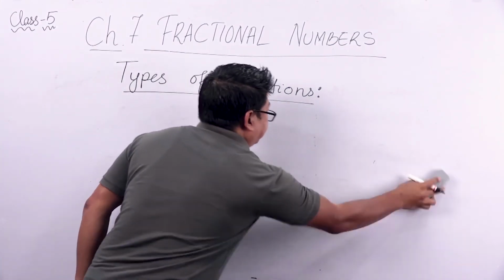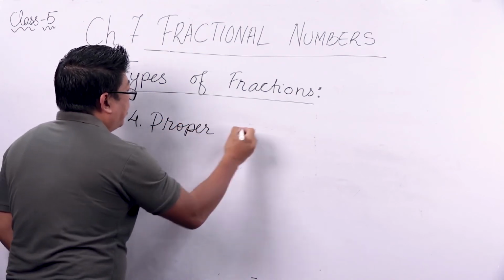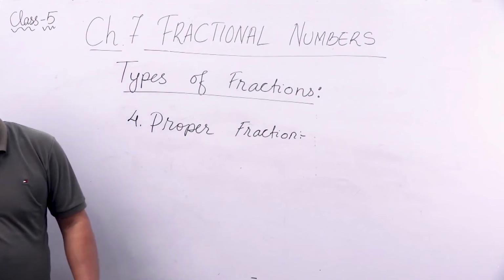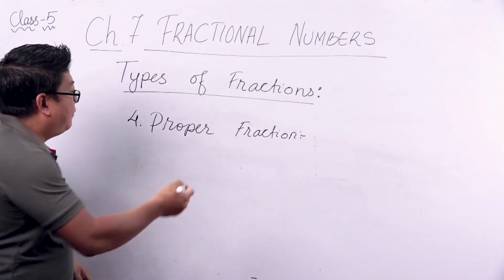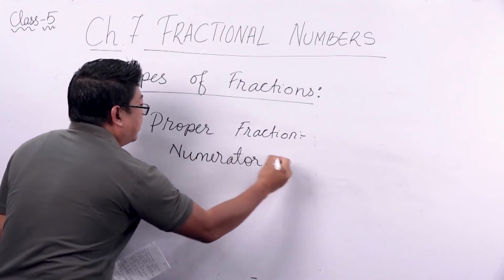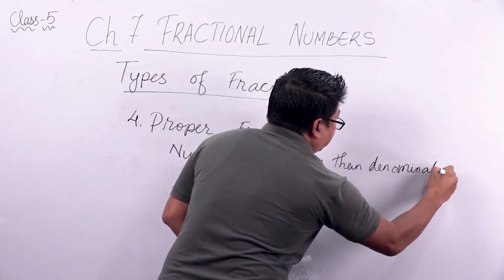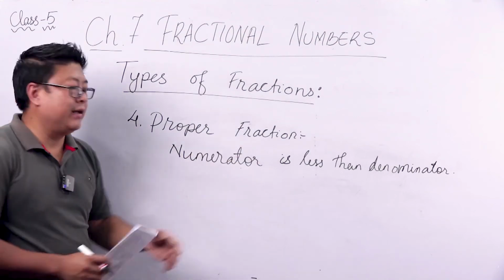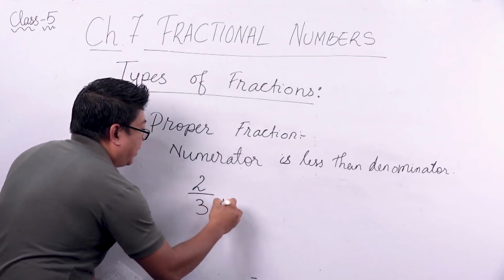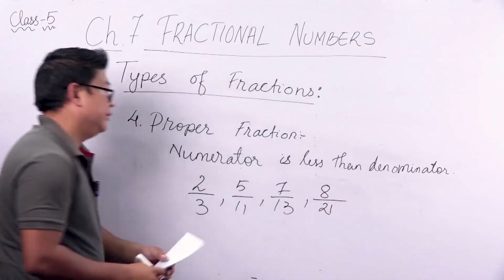The next type of fraction that we're going to learn about is proper fraction. Proper fractions are those fractions in which the numerator is less than the denominator. So whatever fraction we write, the numerator should always be less than the denominator. Then only it will be called a proper fraction. We have been writing 2 by 3, 5 by 11, 7 by 13, 8 by 21. It can be any fraction, okay?